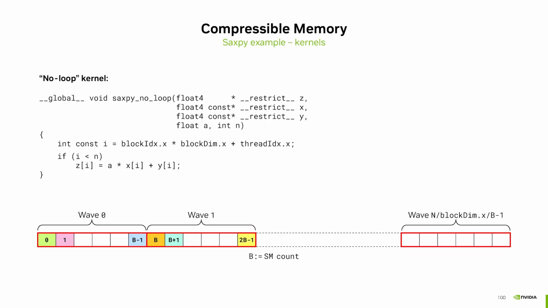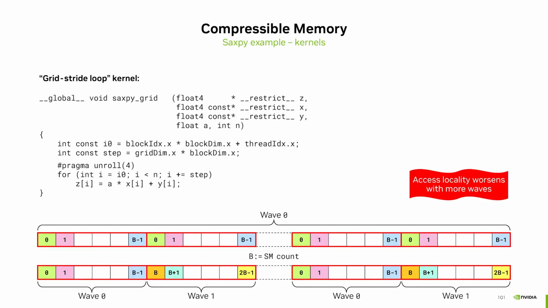Okay, first let's look at several SAXPY kernels. This one is a simple one where we have one thread per element, and the number of waves in this case will depend on the number of elements, as shown here. The second code is a so-called grid stride loop, in which the number of thread blocks is always fixed, and each thread steps with the grid size step. So the more thread blocks you have, the larger your step is, which means that you essentially decrease the locality of your memory accesses.